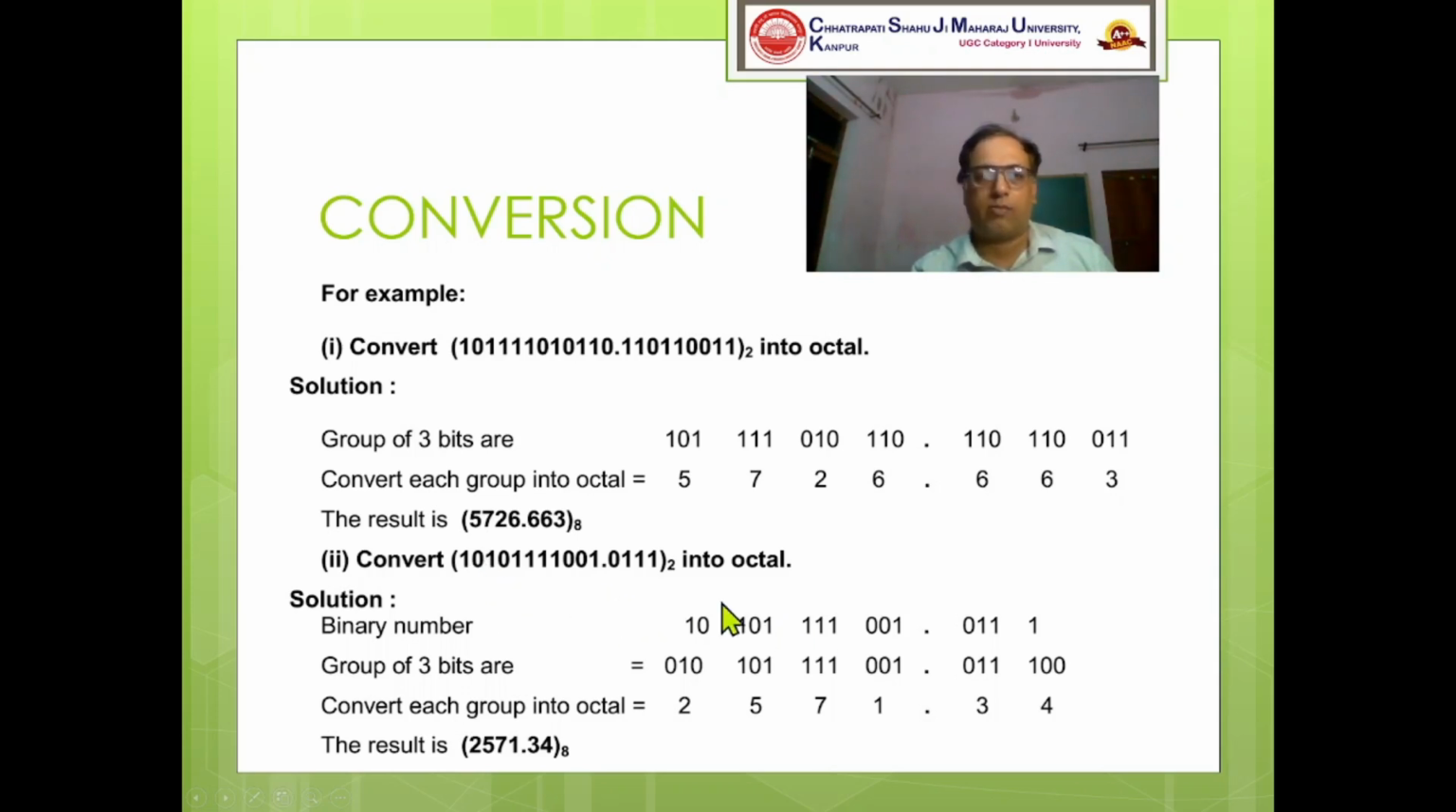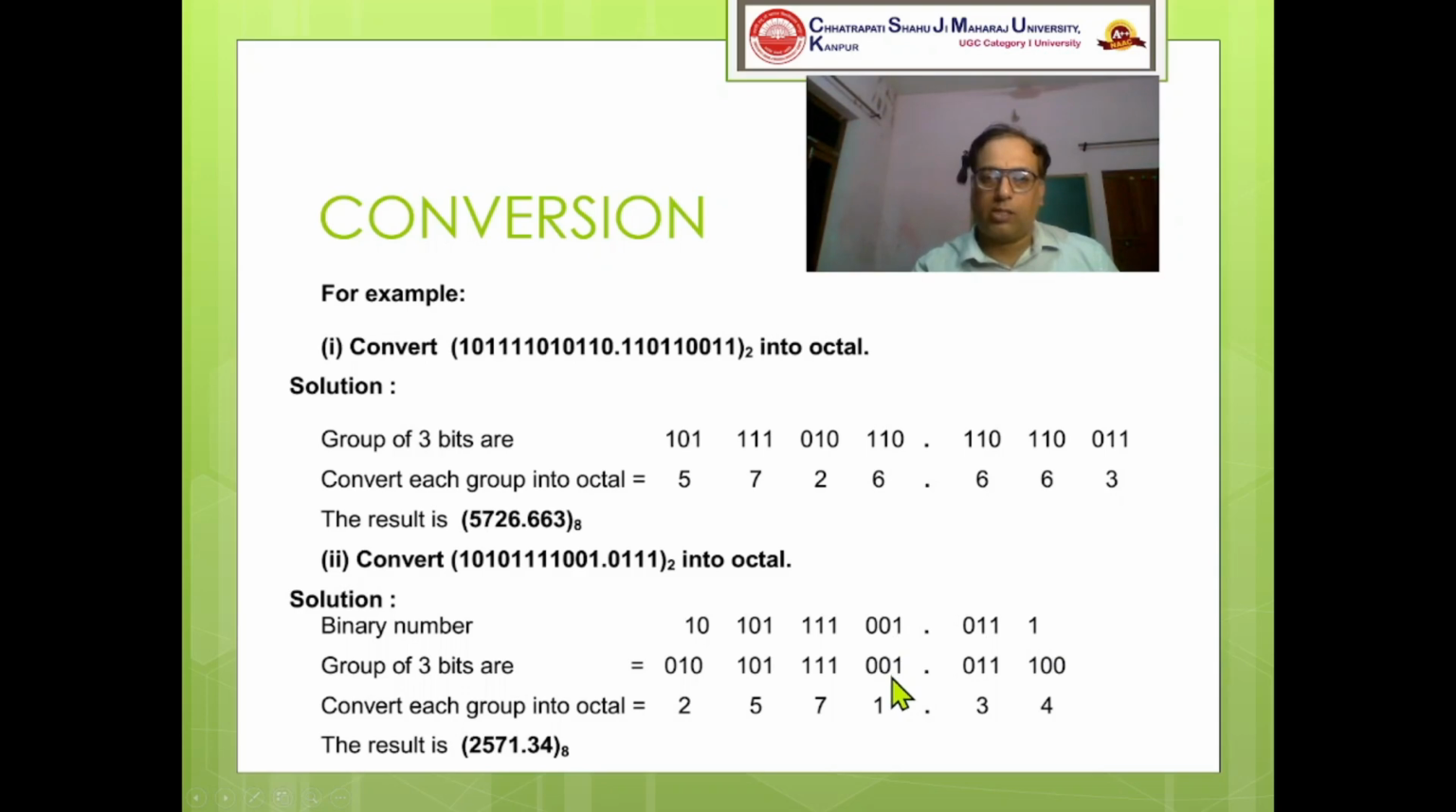Now, similarly, we can go for the second example. You can see here that when you are taking a combination of 3 digits, and so on, in the last we are left with 2 digits. Then in that case, by default you will be taking 0 over here. Similarly, in the last, if there is 1 bit or 2 bits left, you have to take default 0 at the end.